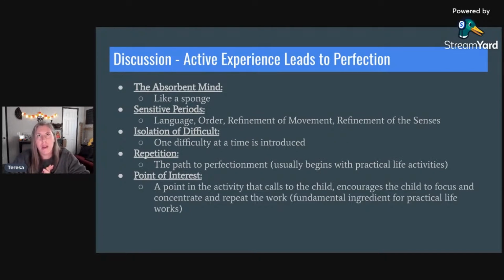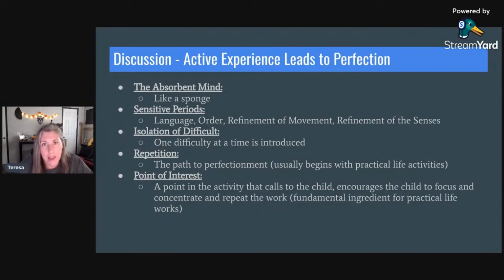But when we're talking about the child perfecting his movements, perfecting whatever it is that he wants to do, we're talking about introducing one difficulty at a time because that's the best way to help a child perfect whatever it is he's working on. We don't want to introduce 5 or 6 difficulties at a time. That's too much, right? We want to really narrow it down to perfecting one thing at a time. And the other thing we want to look at is repetition.